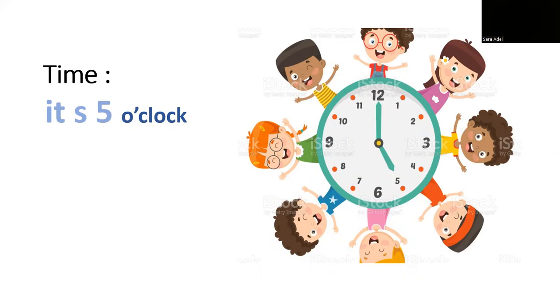Now, another example, when the small hand stands on 7 and the big hand stands on 12, it will be 7 o'clock. Okay? When the big hand or minute hand stands on 12, it will be o'clock. Now the time, it's 5 o'clock.